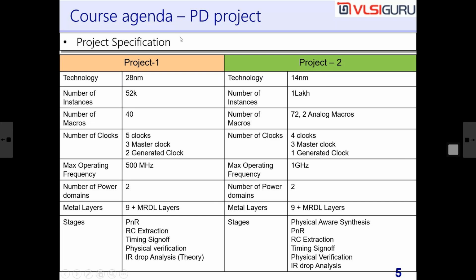We have 52,000 cells. One more design has 1 lakh cells. Here the number of macros is 40. In the second project, the macro count is what? 72. The total clocks here is 5, here it is 4. Here the maximum operating frequency is 500 megahertz. Here it is 1 gigahertz.